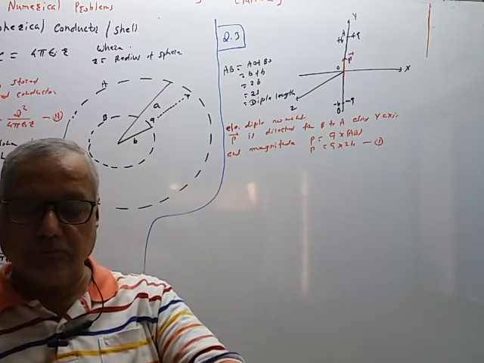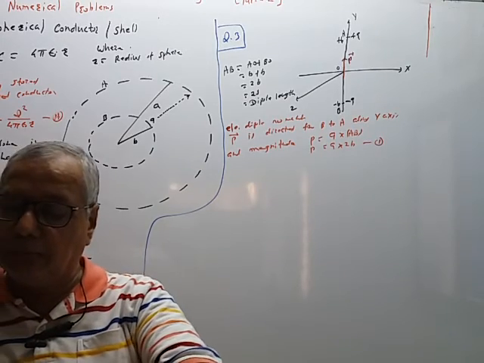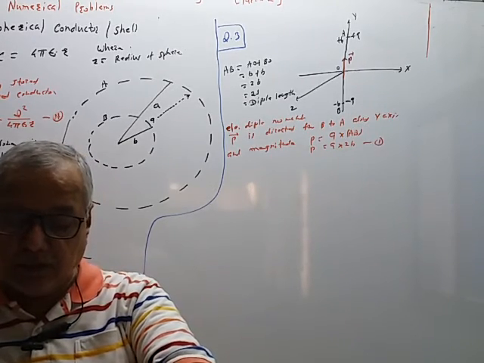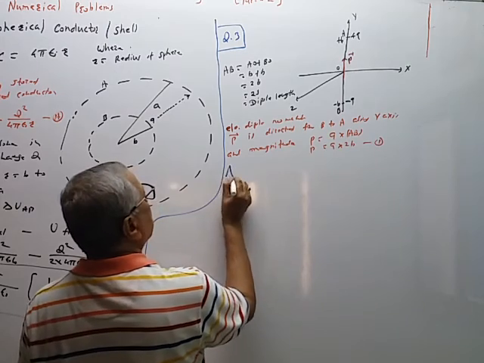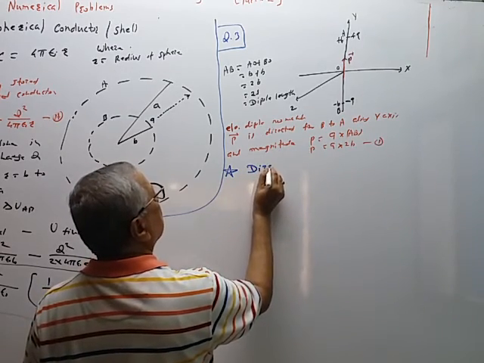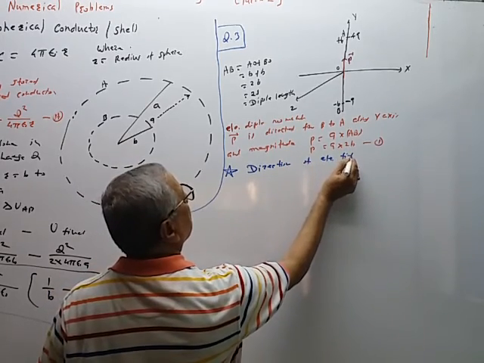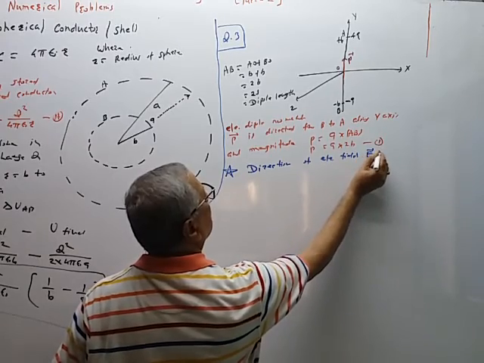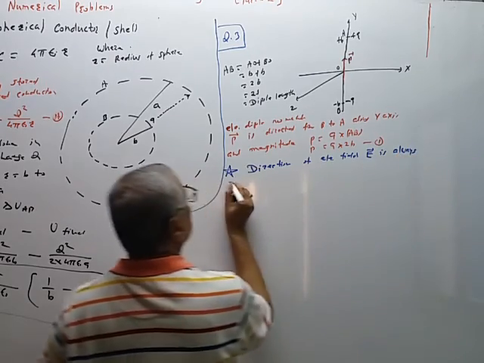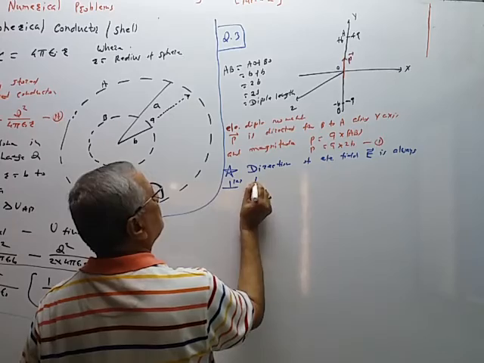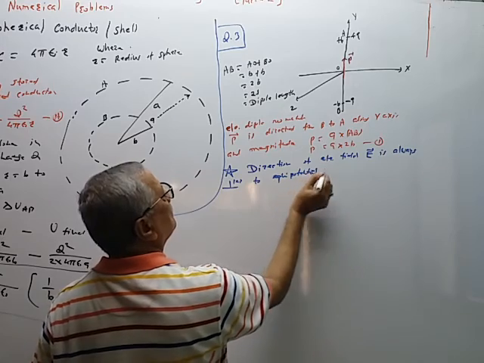Now, what is the first part? The equipotential surfaces of the field are... So we know the property of the equipotential surfaces. We know this property: the direction of the electric field E is always perpendicular to equipotential surfaces.